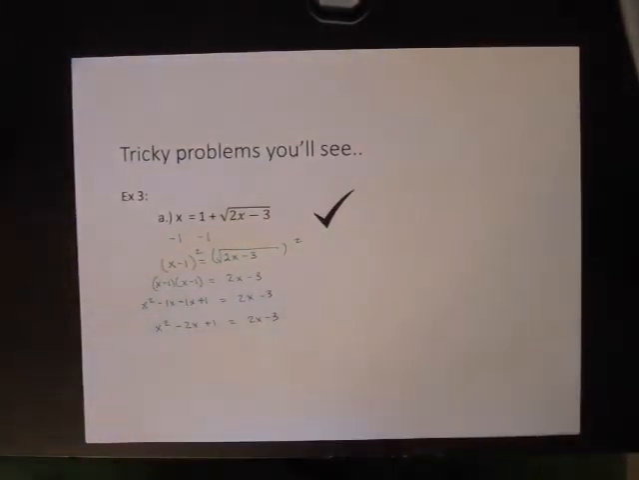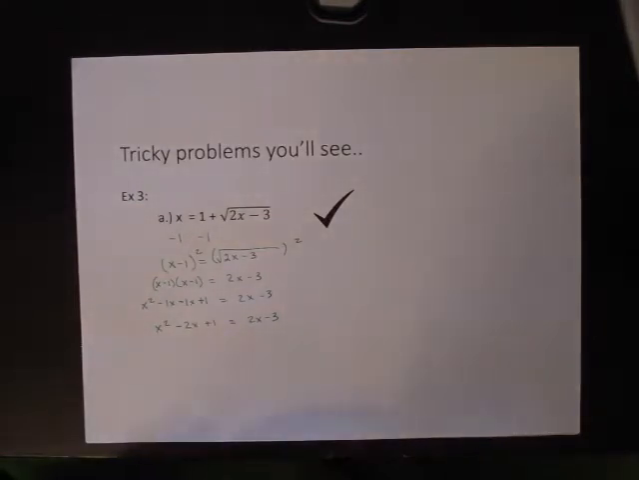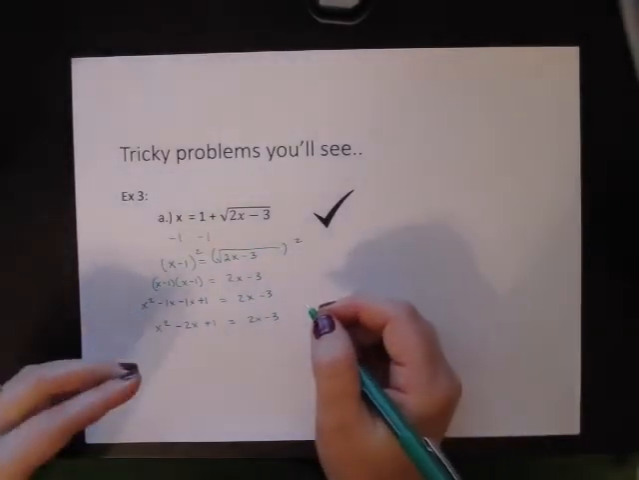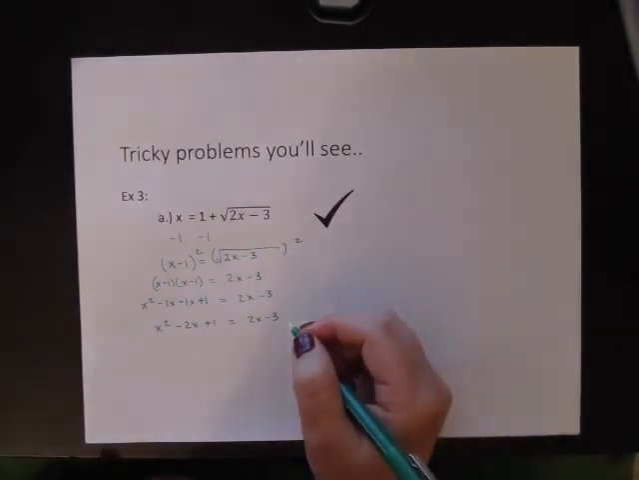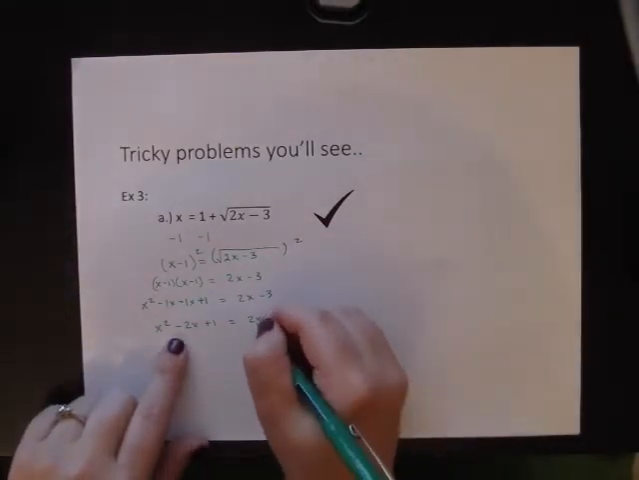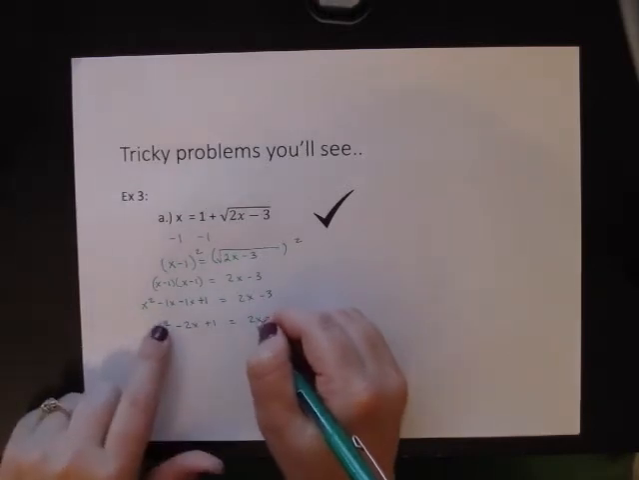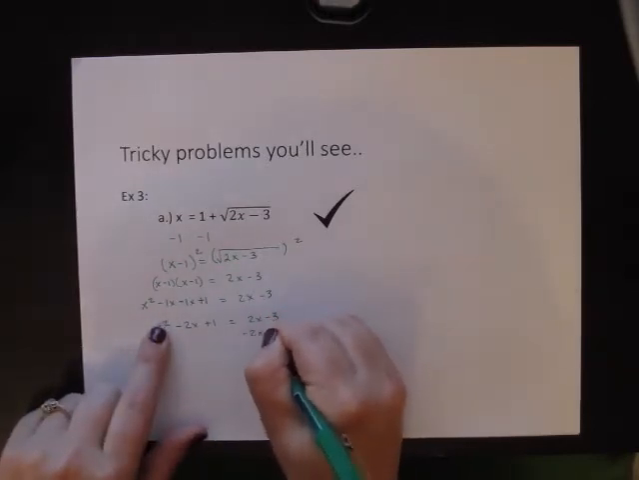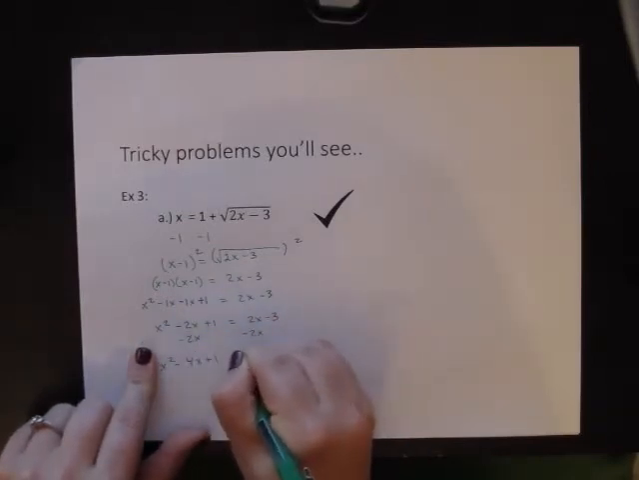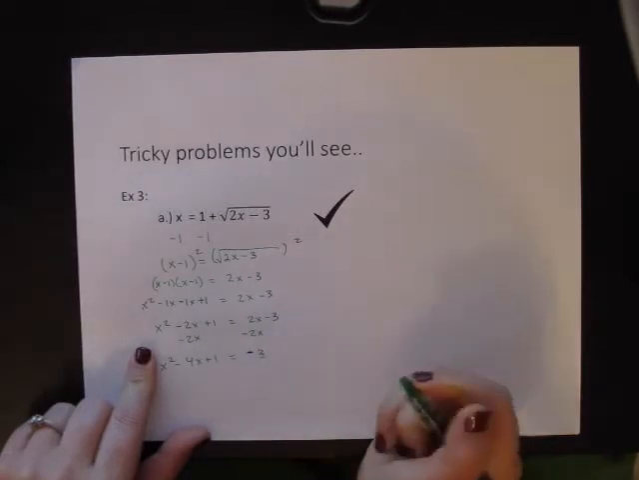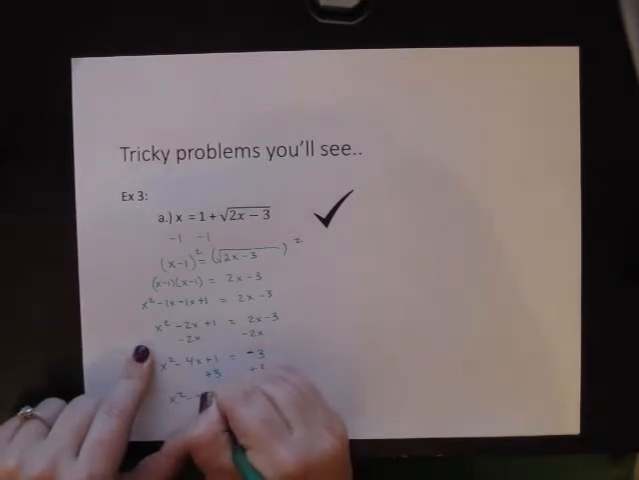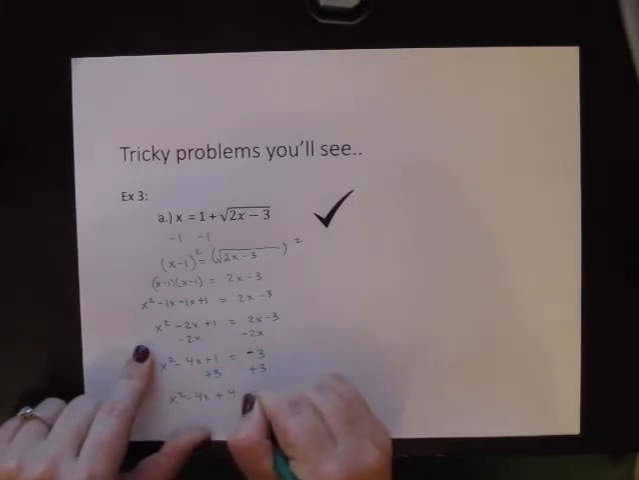Now if I look at this equation, I see that it's not going to be linear, it's going to be a quadratic because I have the x squared. So what I need to do is bring everything over to one side so that I can use my factoring is fun worksheet. So first I'm going to keep the x squared exactly where it is, and I'm going to bring everything else over. So I'm going to subtract the 2x on both sides. So I got x squared minus 4x plus 1 equals negative 3. Then I'm going to add 3 on both sides. So I got x squared minus 4x plus 4 equals 0.